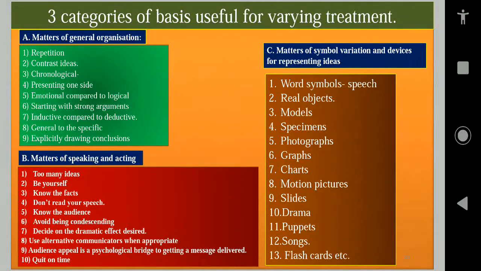Matters of general organization include what? Repetition, contrast of ideas, chronological order, presenting one side only, emotional compared to logical, starting with strong arguments, inductive compared to deductive, general to the specific, and explicitly drawing conclusions. These are the nine characteristics for varying treatment.